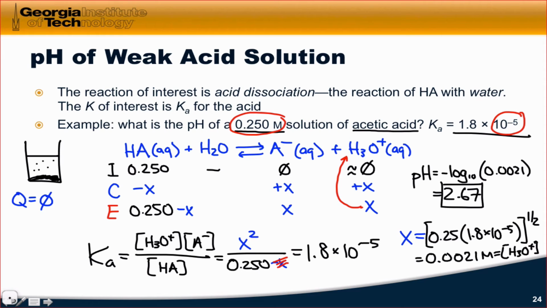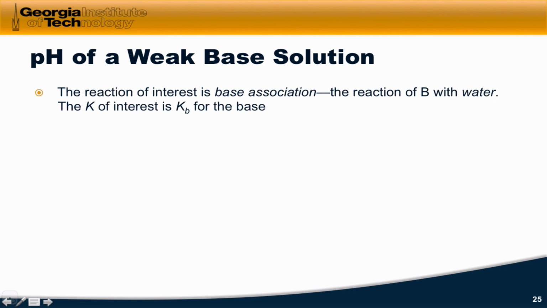The hydronium concentration is greater than 10 to the negative 7. It may seem quite small, but a pH of 2.67 helps us see that this is definitely an acidic solution. The pH of a weak base solution is done similarly.